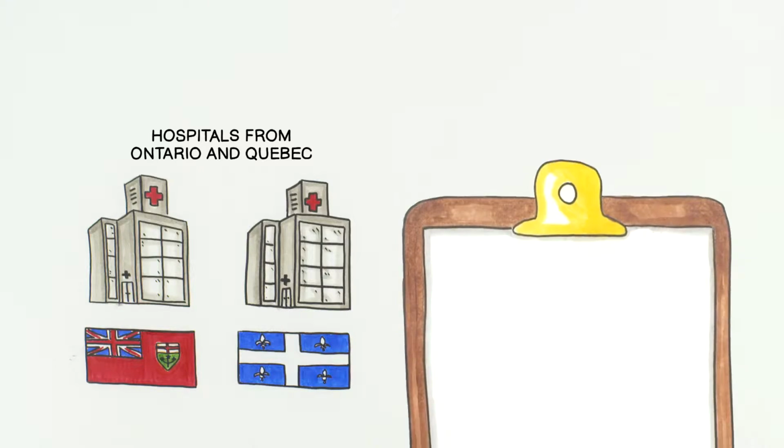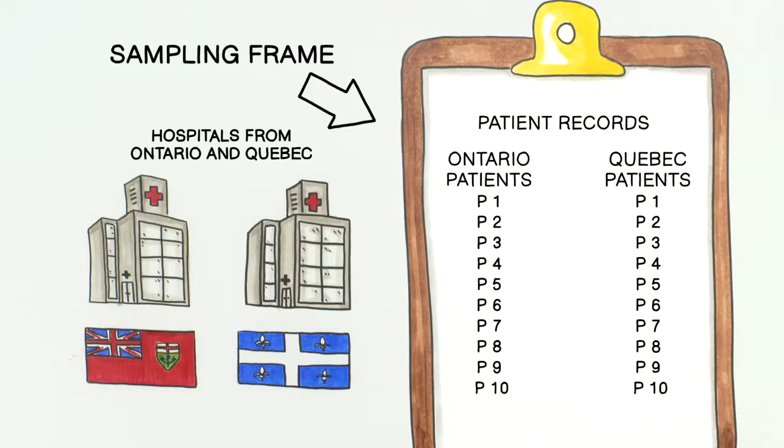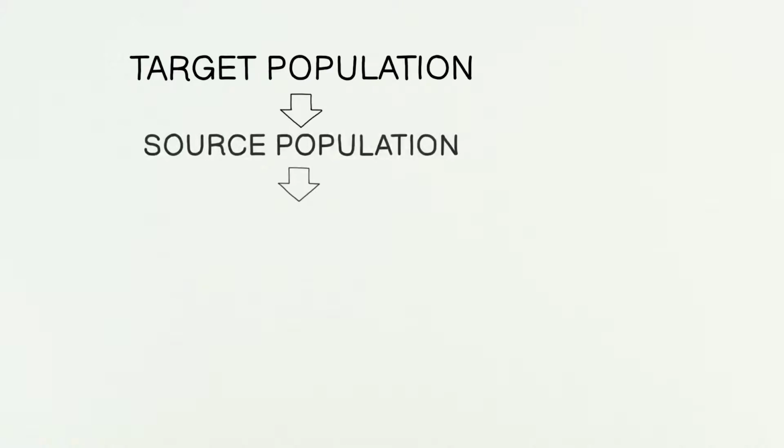We might ask a random sample of hospitals in these provinces for their records in order to make a list of all individuals that met our criteria. This list is our sampling frame, and each individual in our sampling frame is a sampling unit. Finally, the specific group of people or sampling units chosen to participate in this study would be called our study population.